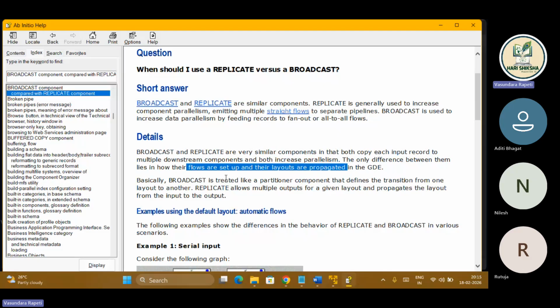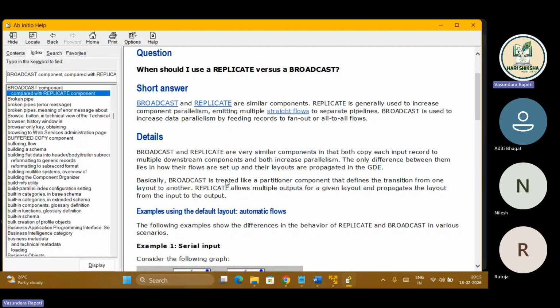Basically, broadcast is treated like a partitioning component. This is the term: only "treated." This is the only difference. One word, treated. Otherwise, they both can do each other's work. They can do the work, but they are treated differently. That is the only thing.